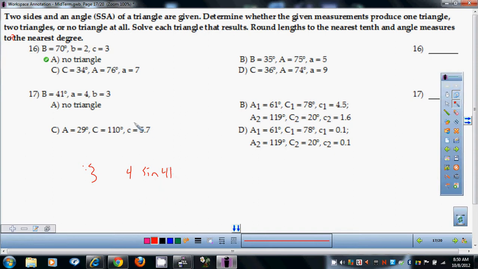It is greater, which means I have how many solutions? Two. So it has to be B or D. Now, looking at this, technically your next step here should be doing law of sines. But look at the problem before you jump off the deep end of the pool.